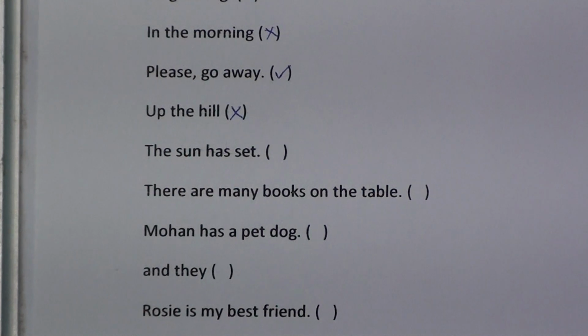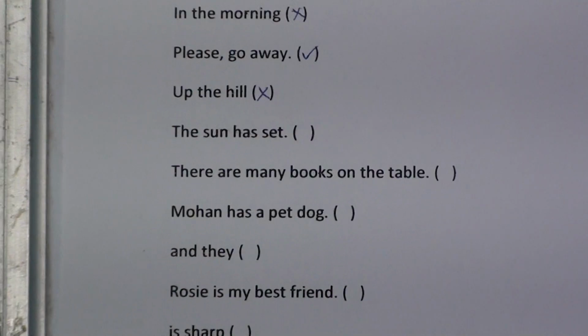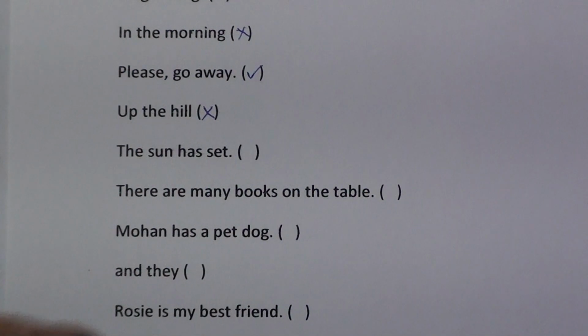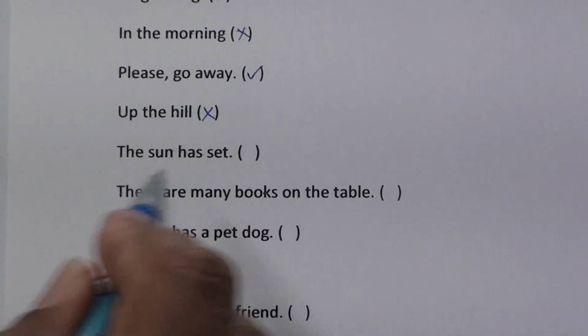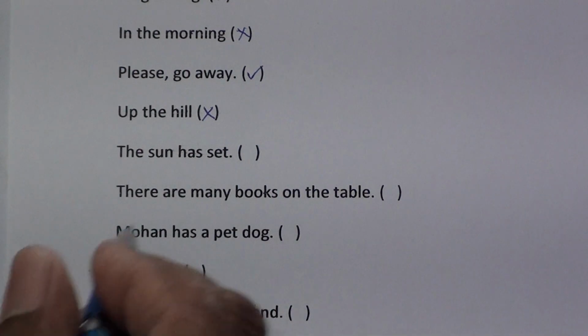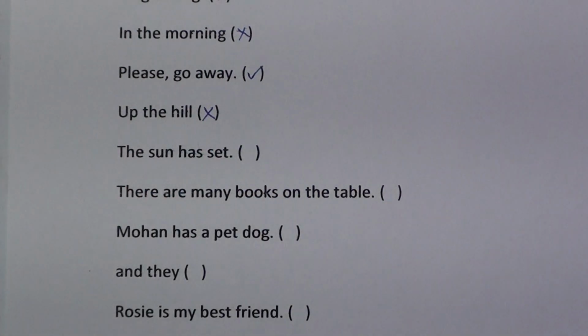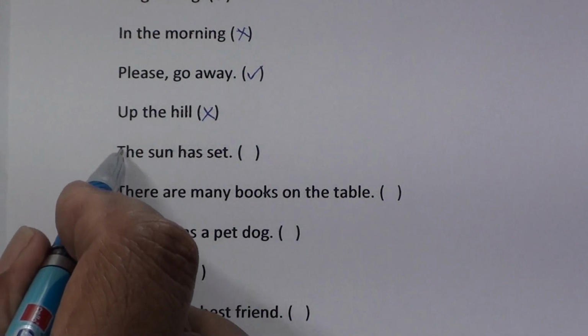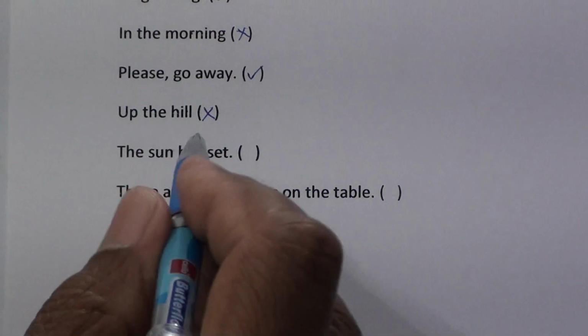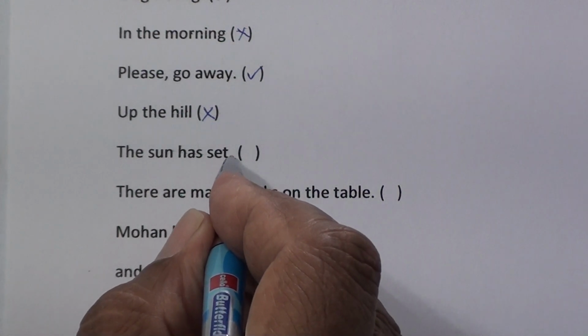Now, another group of words. The sun has set. Does it make a sense? Yes, it makes a sense. Its first letter begins with a capital. The T is capital. And there is a full stop at the end of it.